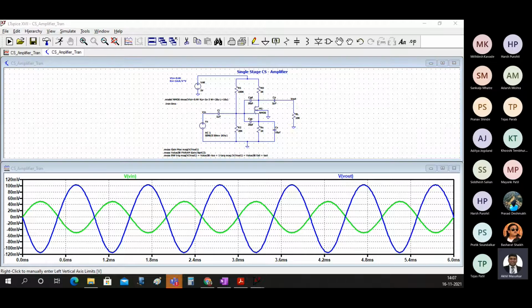Okay, Mithilesh, I can see your output. Come on, others also post this quickly. Sir, when I'm running the circuit, I'm getting a netlist error. Show me your circuit there. Post your circuit. Sir, I have posted in the chat. Netlist error. Okay, let me see.